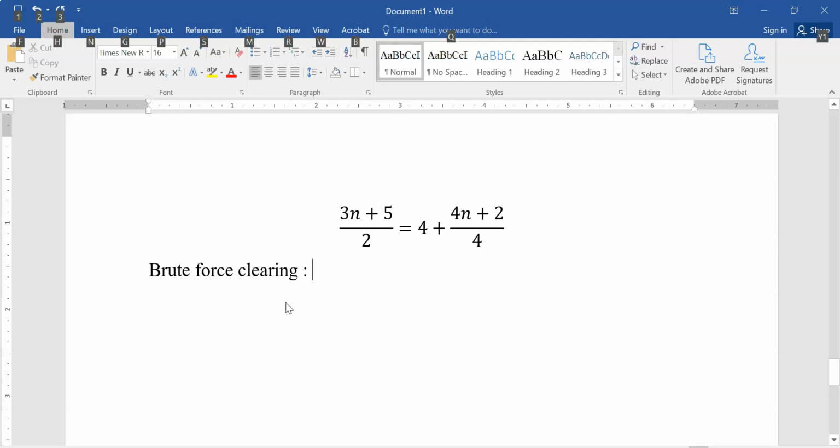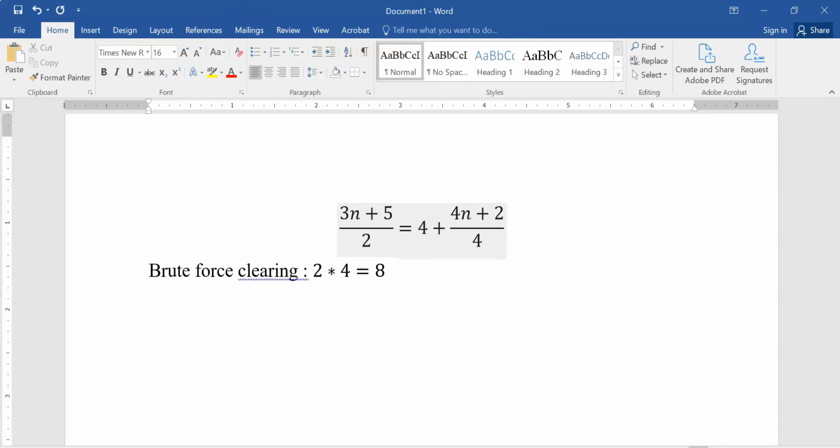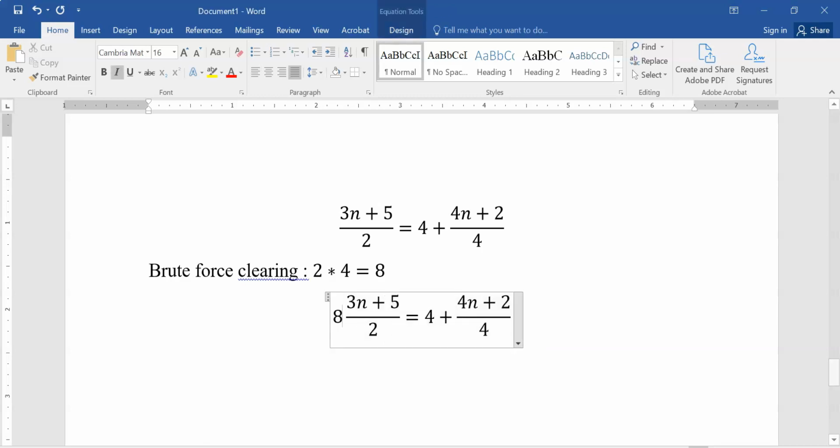So brute force clearing, well, the only denominators we have are 2 and 4. So we could take 2 times 4 equals 8. We're going to multiply both sides by 8. Okay? Now, I guess I can write that. So we're going to take 8, multiply the left-hand side of the equation, take 8, multiply the right-hand side of the equation.